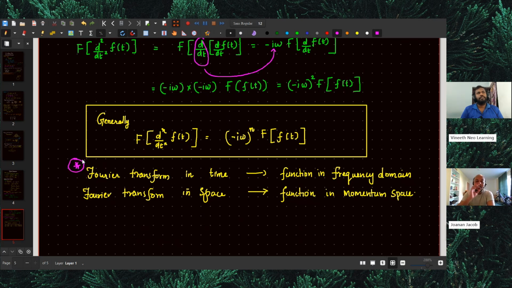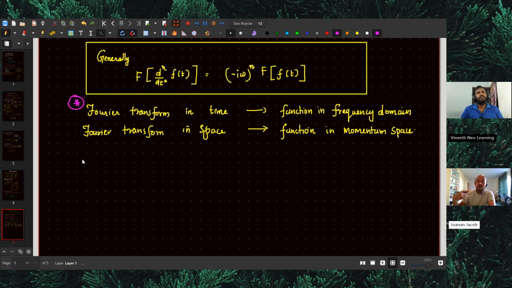Now here is the idea. Suppose you have an ordinary differential equation, an ODE, like this: dy by dt is equal to, let's say, f of t.